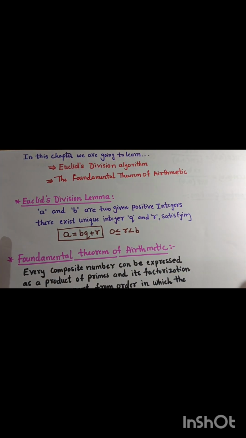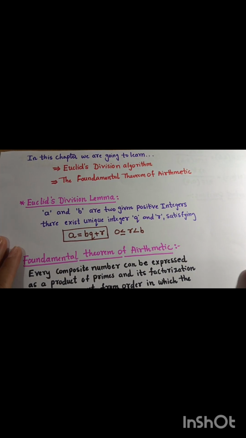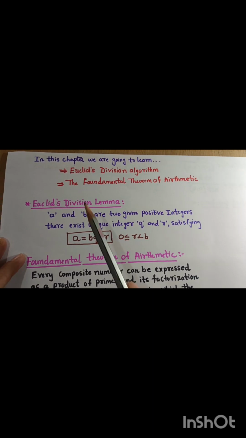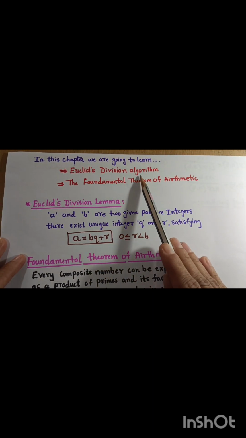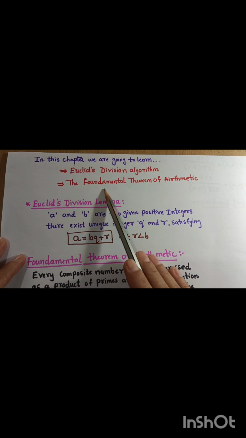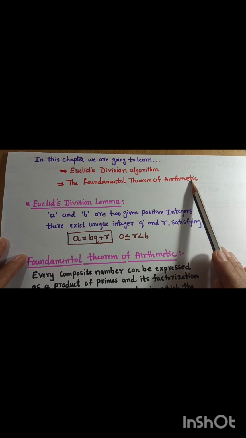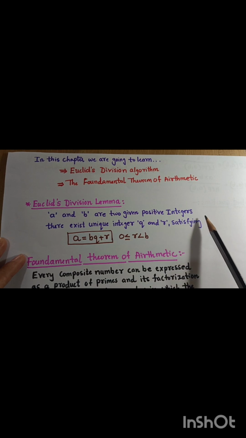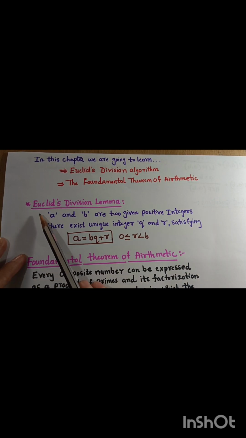Note down the points. In this chapter we are going to learn two points: Euclid's division algorithm and the fundamental theorem of arithmetic. These are the two main points we are going to learn in this chapter. So see here, Euclid's division lemma. What is the theorem of Euclid's division lemma?